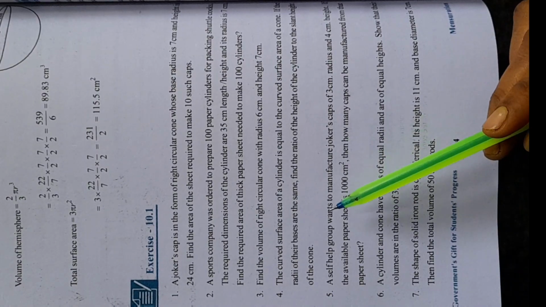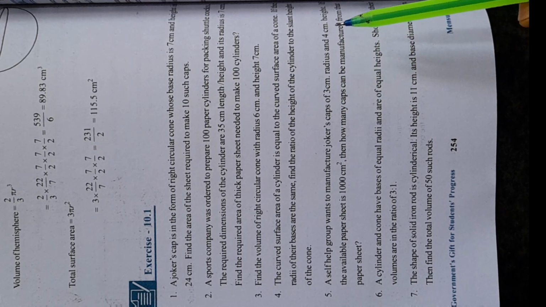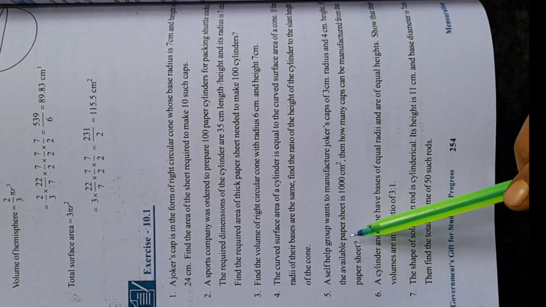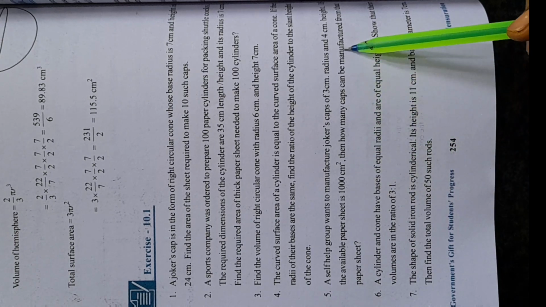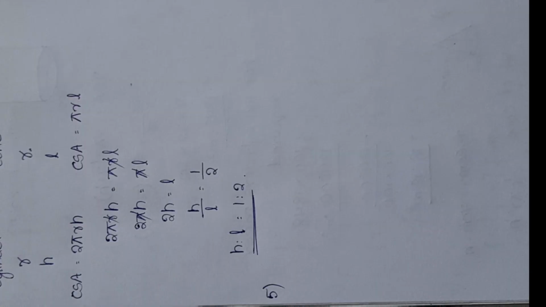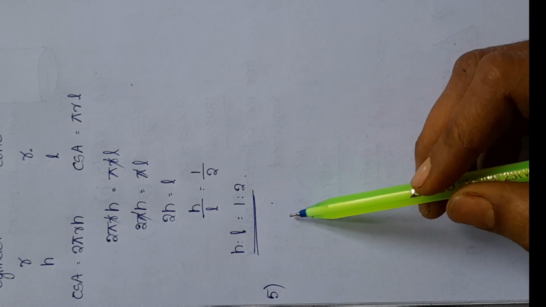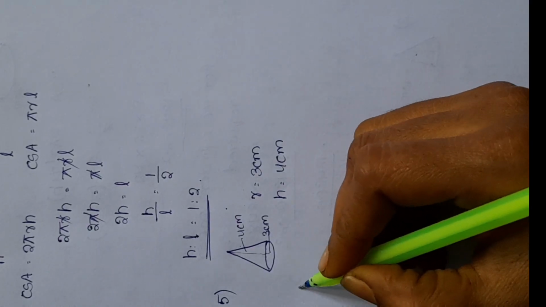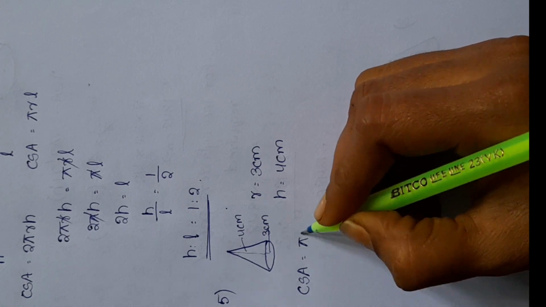Fifth question is, a self-help group wants to manufacture Joker's caps of 3 centimeters radius and 4 centimeters height. If the available paper sheet is 1000 centimeters square, then how many caps can be manufactured from that paper sheet? In order to find out how many caps can be made, first we should find the paper area required to make one cap. So we need to find the curved surface area of the one cap.